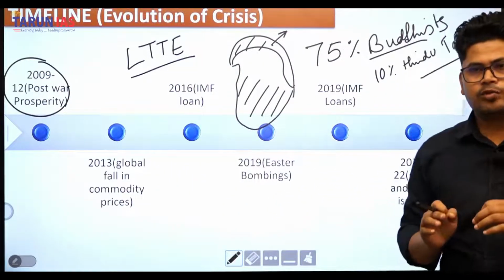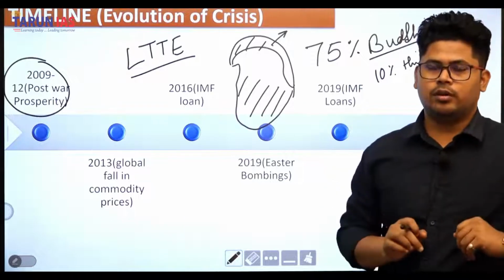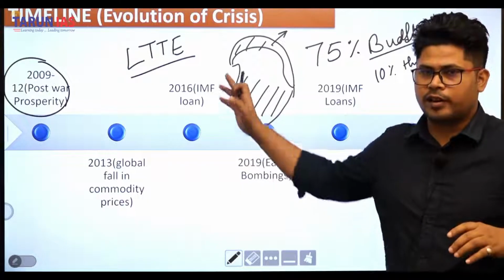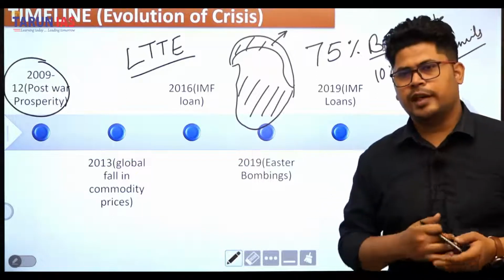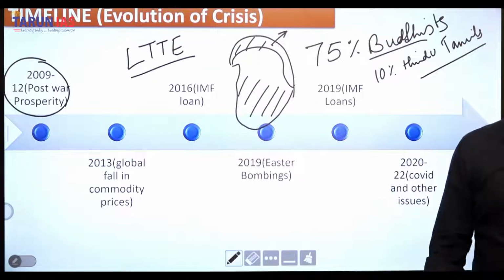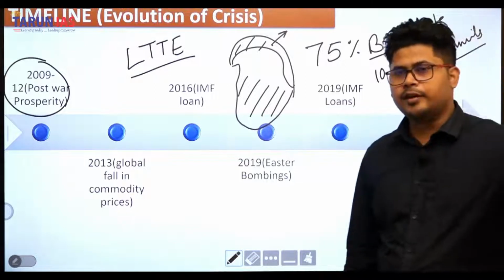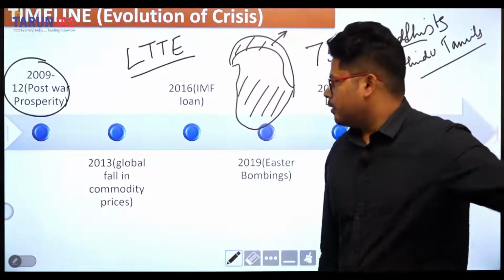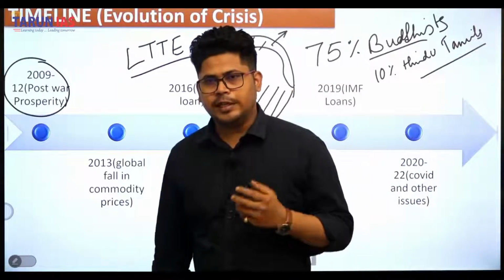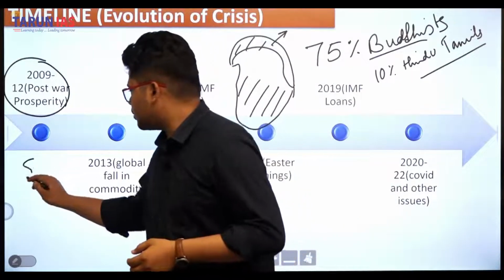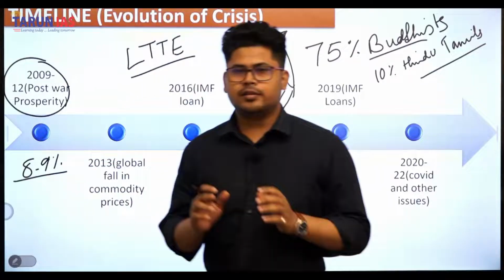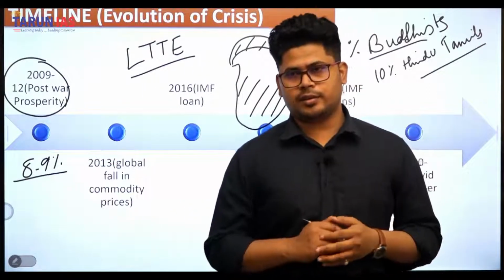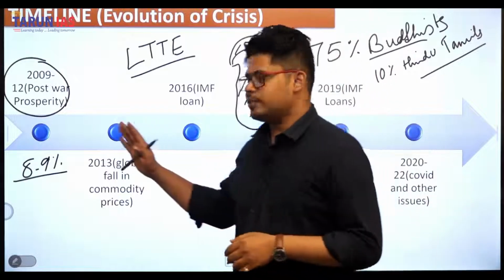That war ended in 2009 with the destruction of the whole LTTE, the organization itself, and with the killing of Prabhakaran, who was the head of LTTE. At that point in time, in 2009, if we look at the economy, the GDP growth rate was around 8 to 9%. The post-war GDP growth was around 8 to 9%. Why? Because of 2-3 reasons.